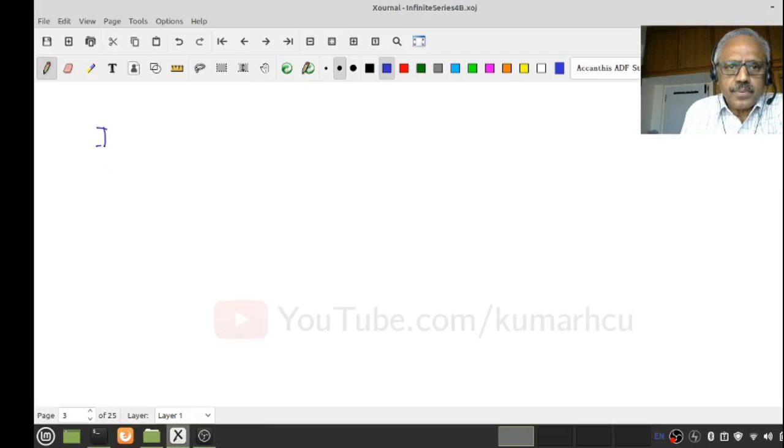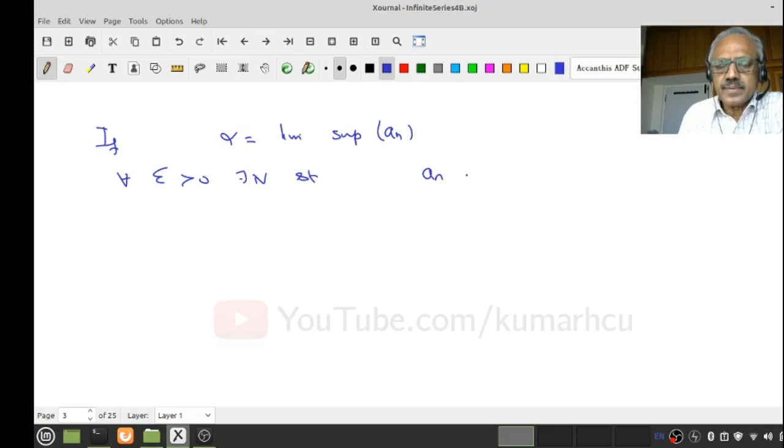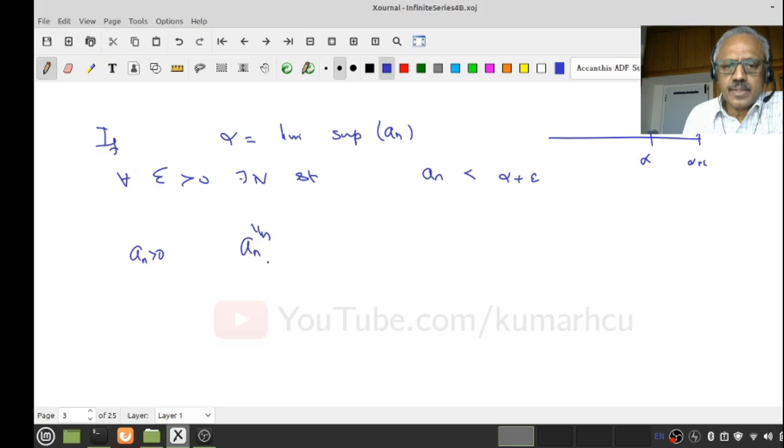So if alpha is the limsup of a_n, then for every epsilon greater than 0 there exists N so that a_n is less than alpha plus epsilon. So all my a_n's will be here. Now let's go back to my version. So what do I have? The a_n's are positive, a_n^(1/n). Suppose limsup a_n^(1/n) is r, let us say less than 1.